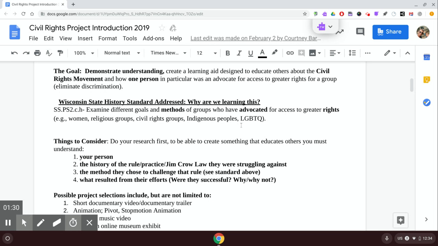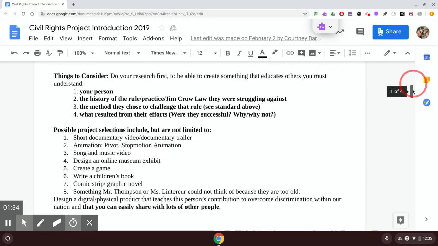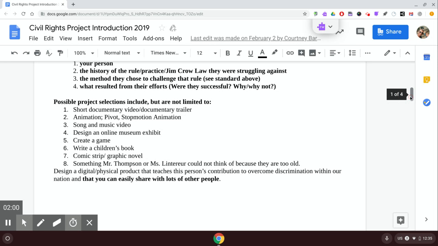Things to consider underneath here: you're going to want to consider the person that you're studying, the history of the rule or practice or Jim Crow law that they are struggling against, the method that they chose to challenge that particular rule. We've discussed a lot of different methods in class throughout this unit. They probably used one or a couple different methods. What resulted from their efforts? Were they successful? Did they make a change? Why or why not?